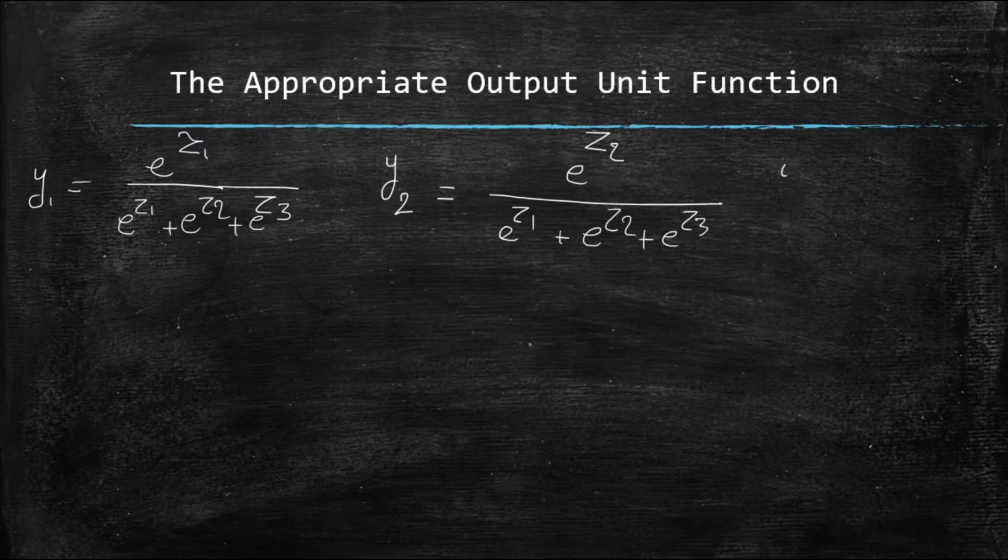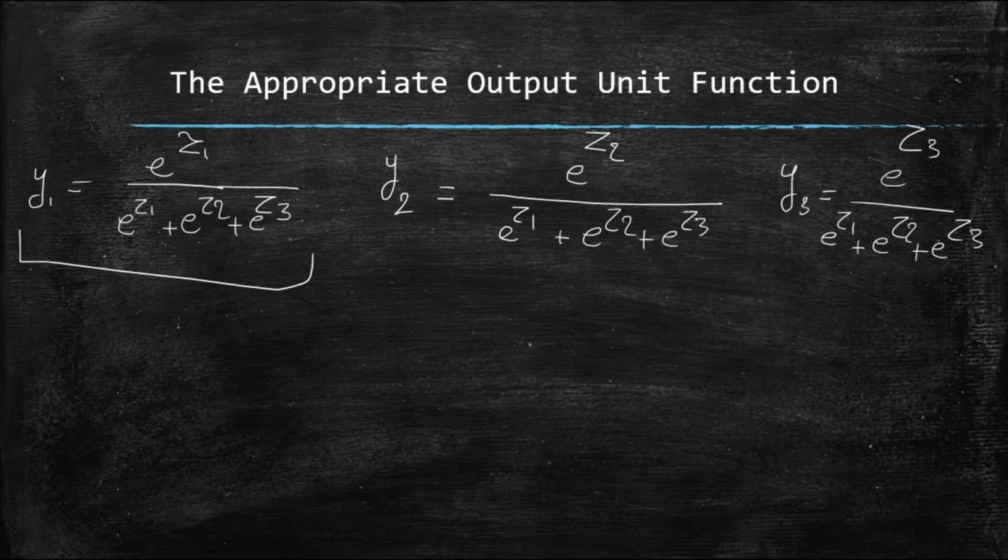And same story for y sub 3: e to the power z3 divided by e to the power z1 plus e to the power z2 plus e to the power z3. So we can see that each one of these values is between 0 and 1, because for each one of these, the numerator is smaller than the denominator. So the first condition is satisfied, and each one of them has the potential to be a probability value.